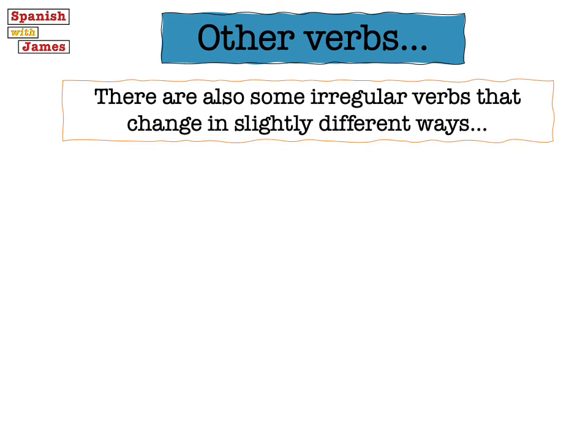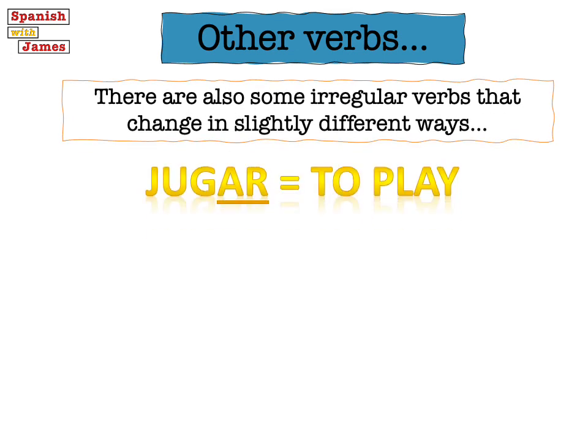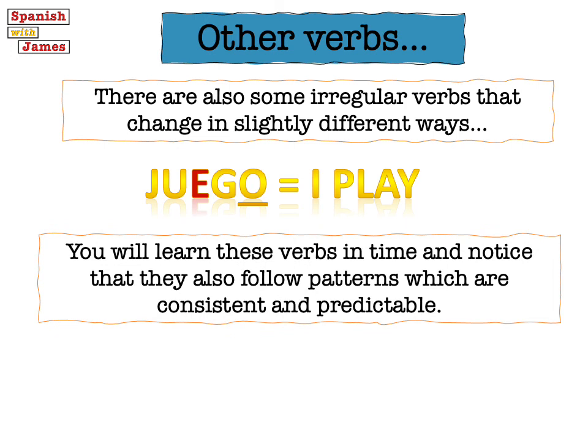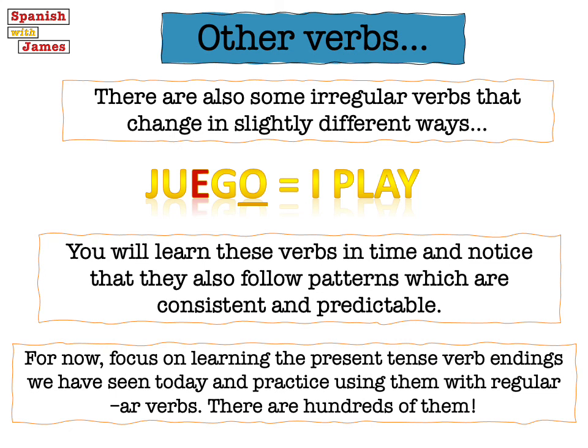There are also some irregular verbs that change in slightly different ways. So, for example, jugar is an AR verb meaning to play, but when we conjugate this into the present tense, it doesn't just change the AR for an O, it goes to juego. So you'll notice it's got this E that just magically appears in there. So there are some verbs that behave slightly differently. You'll learn these verbs in time, and I wouldn't worry about trying to learn them just yet. If this is the first time you've looked at AR verb endings, I'd say just try and focus on learning the present tense verb endings that we've seen today, the o, as, a, amos, áis, and practice using them with different regular AR verbs. There are literally hundreds of them.